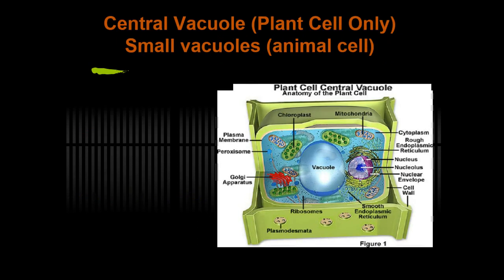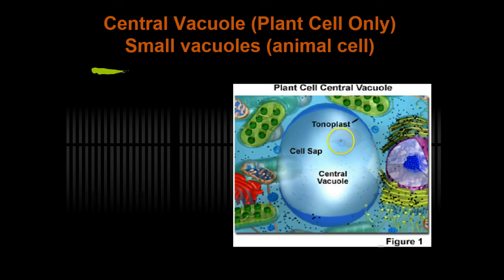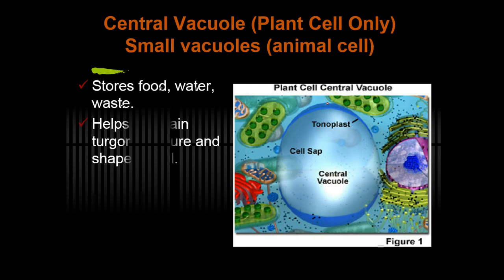Then let's talk about the central vacuole. In the plant cell, you see there's a big space called a vacuole in the middle. Animal cells also have vacuoles, but they're much, much smaller. Here's a close-up view of a vacuole. The vacuole's job is to store food, water, and waste, but mostly water.